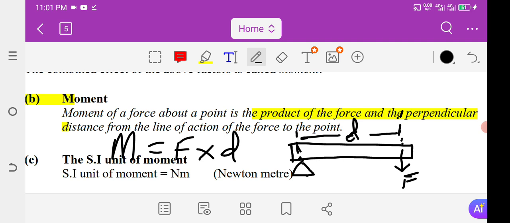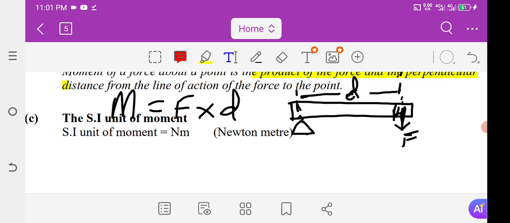This distance must be perpendicular to the line of action of a force. So this angle here must be 90 degrees, perpendicular. All right, so that's what we have.